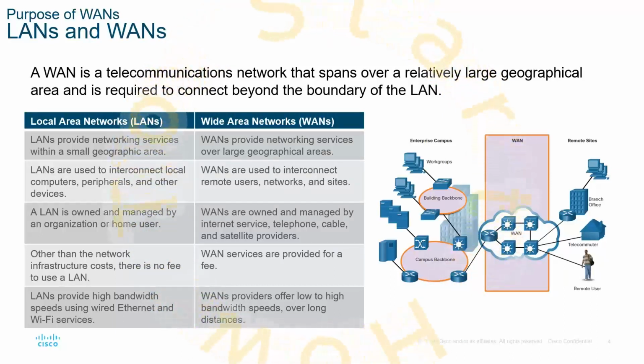Normally the breakdown is LANs are small, WANs are larger geographical area. LANs are owned and managed by an organization, WANs typically are not. WANs are going to be managed by like an ISP, for example. WAN services are provided typically for a fee. Where a LAN, again, is managed and owned by an individual or by a smaller company, so there's typically no fees associated with that LAN.